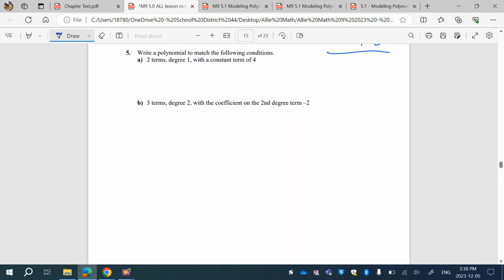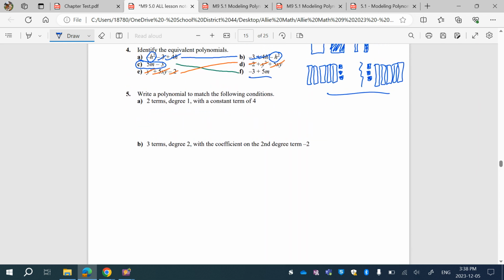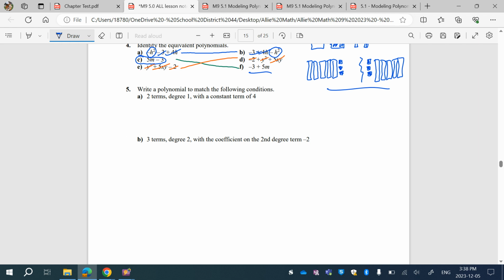Okay, let's just do number 5 together, and then I think that's it. I'll give you your textbook questions after this. So write a polynomial to match the following conditions. So we want 2 terms. It's going to be a binomial, degree 1, with a constant term of 4.